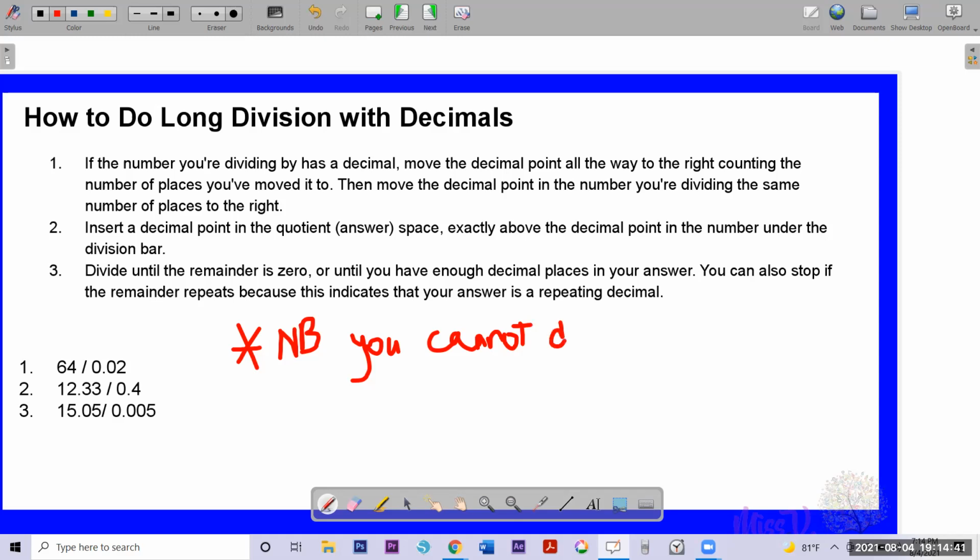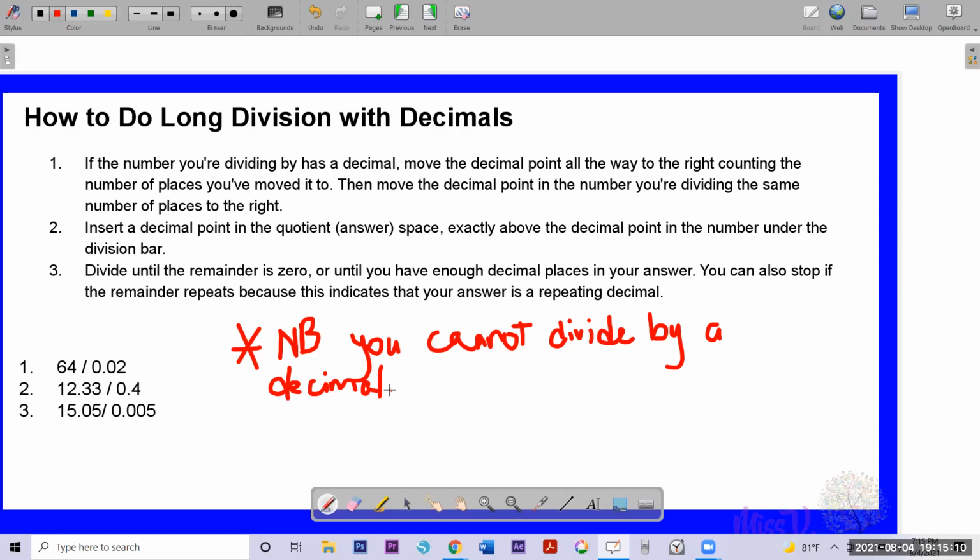You cannot divide by a decimal. This is very important. And actually, out of everything we do today, this might be the most important because, for some strange reason, questions that come on dividing decimals, people forget. And so they always end up with the wrong answer because they forget this very basic rule.